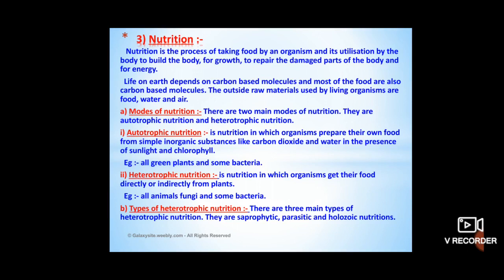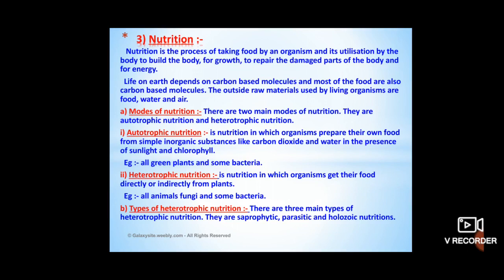So what is the difference between autotrophs and heterotrophs? See children, autotrophs are organisms that have the capacity to prepare their own food with the help of photosynthesis. This is what we call the autotrophic mode of nutrition. The second one is the heterotrophic mode of nutrition. Those organisms do not have the capacity to prepare their own food, so they depend directly or indirectly on other organisms. This we call the heterotrophic mode of nutrition.